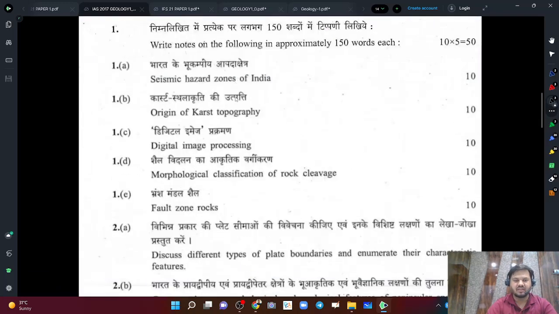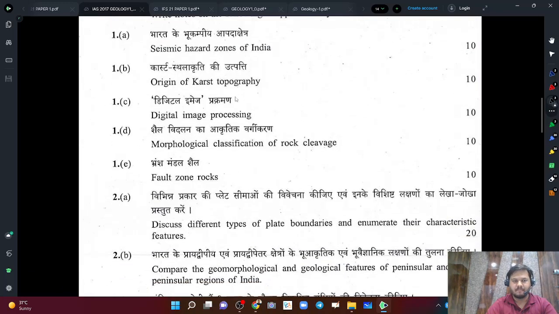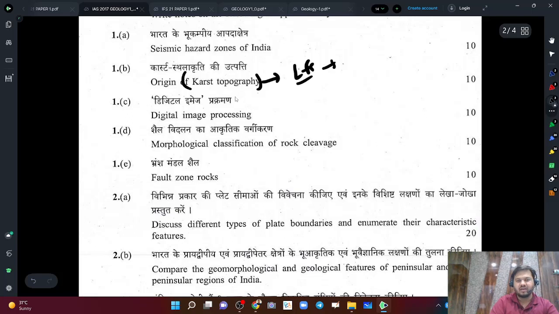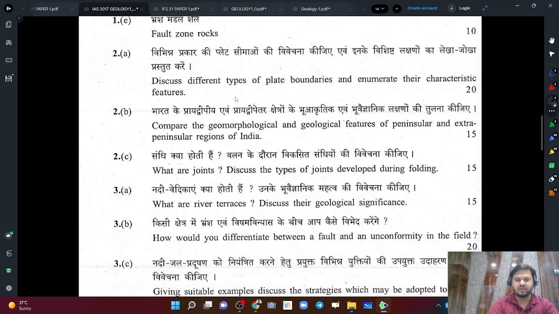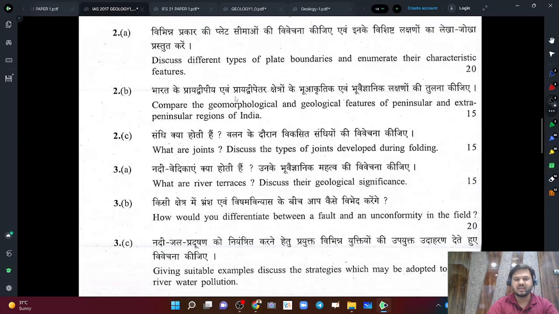Here see what they have asked. So they have asked about karst topography. So basically, this is a landform created by groundwater. Very simple. And here in this question number 2, they are asking about some geomorphological and geological features.